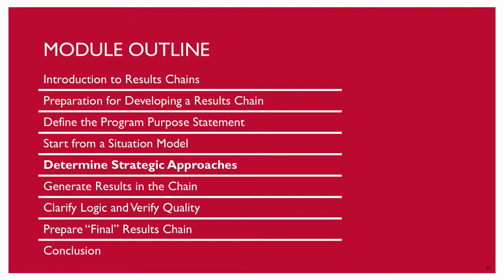In the last presentation, we started our results chain from a situation model by selecting and separating relevant components from the situation model, and then added some key missing drivers. In this next step, we will discuss how to brainstorm potential strategic approaches that may help address one or more of the components of this section of the situation model. You can follow along in How To Guide 2 on pages 14 and 15.